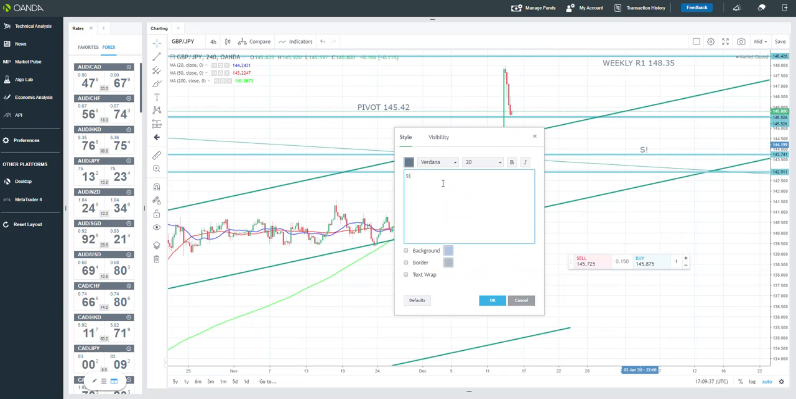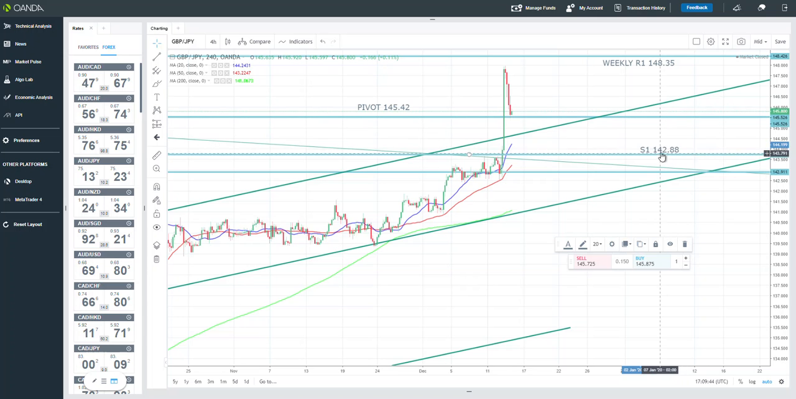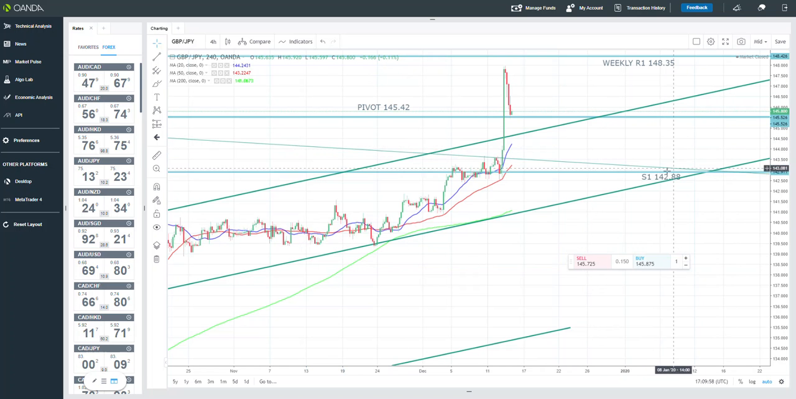So let's go ahead and pop that on there. S1. That's right here. Ish, right? But okay, I'm going to go ahead and take this line out, and notice our pivot, our S1, and weekly R1 are fairly equidistant, just like we saw. So we were just a little bit off. These are places that price will most likely travel this week.